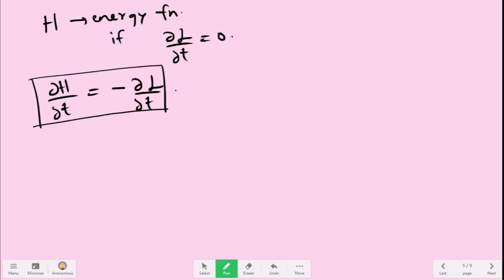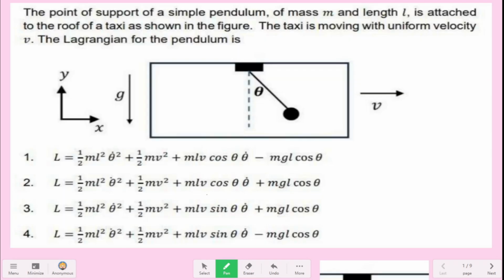Now let us move on to solve a problem from NET December 2024. Here we have a pendulum, and the pendulum is connected to the roof of a taxi, and the taxi is moving with a uniform velocity v. We have to find out the Lagrangian for the pendulum.